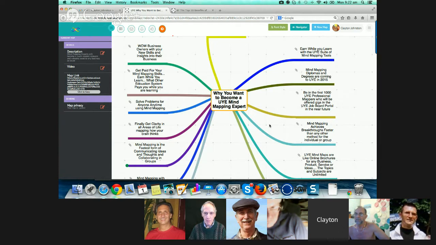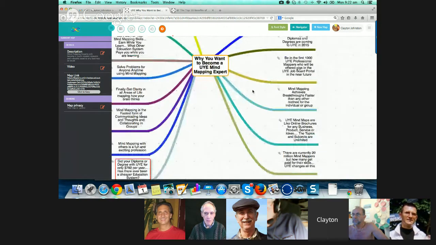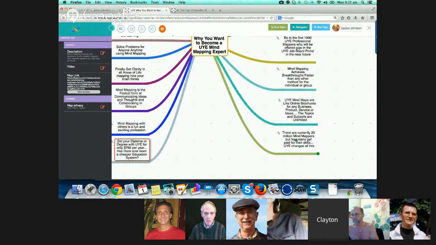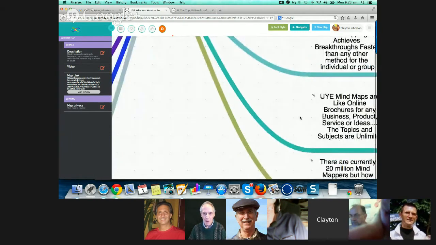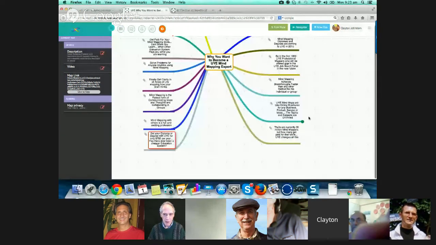So that's why we want to take mind mapping to the next level. There are 20 million mind mappers currently in the world, and it's scattered. There's no cohesion. There are all different programs. There's nothing that's organised. So that's why UYE want to take it and get it recognised as a diploma.